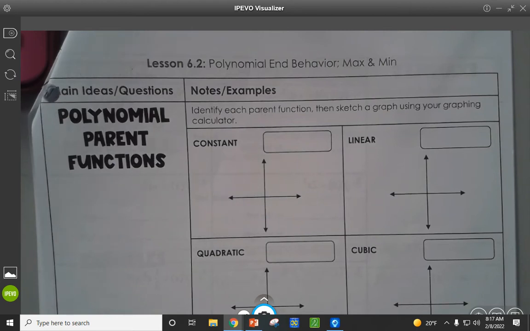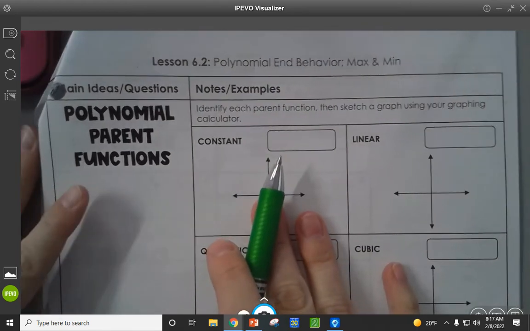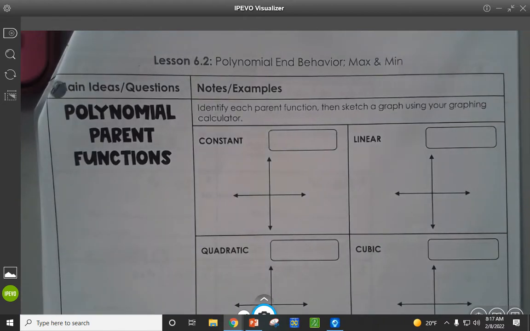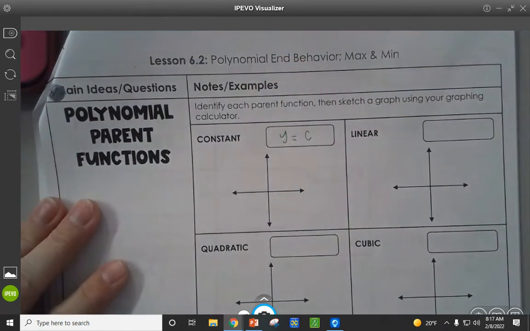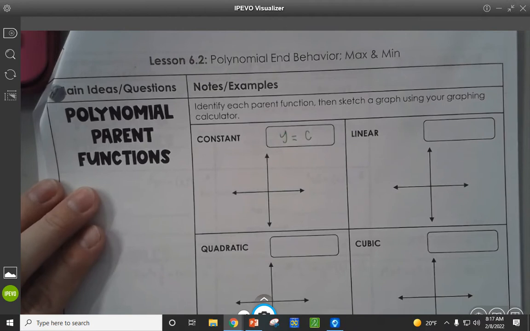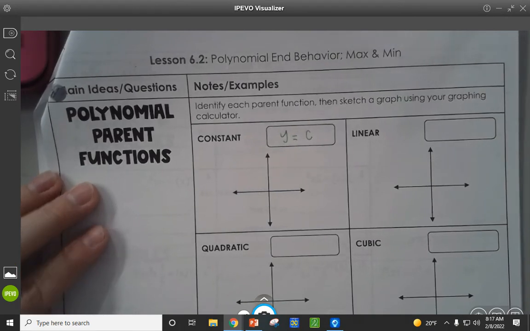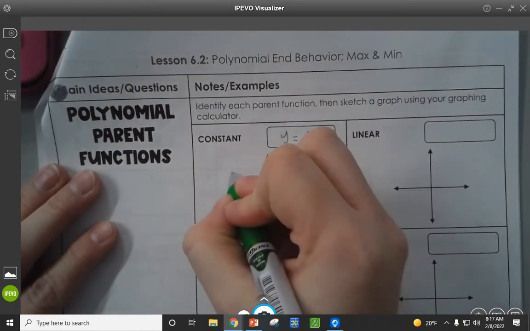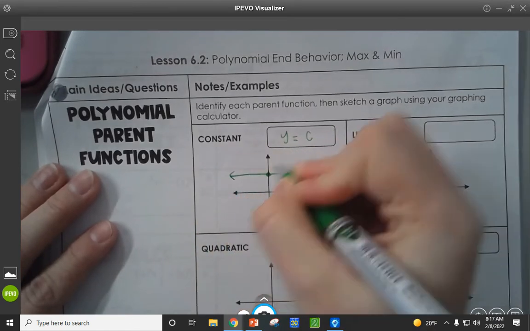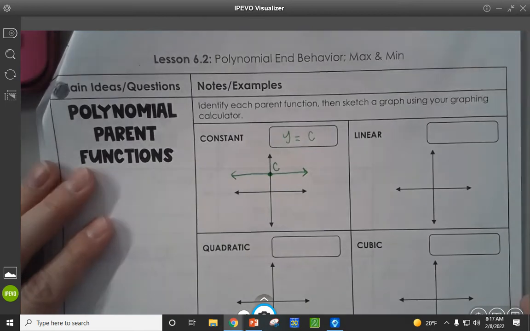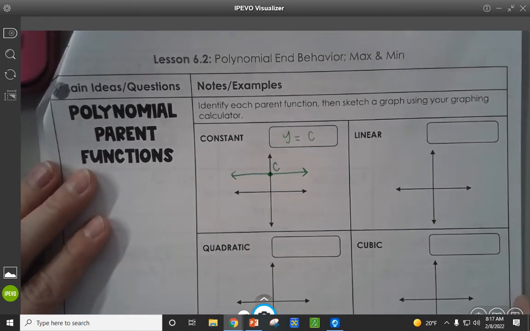So the first one is a constant, and we talked about a constant. The degree is 0, meaning there's no x at all. So we just say y equals c. It's just some number. So y equals 7. Y equals -10. That's a constant. And that is just a straight horizontal line. And it crosses the y-axis at whatever that number is. In this case, it's c.